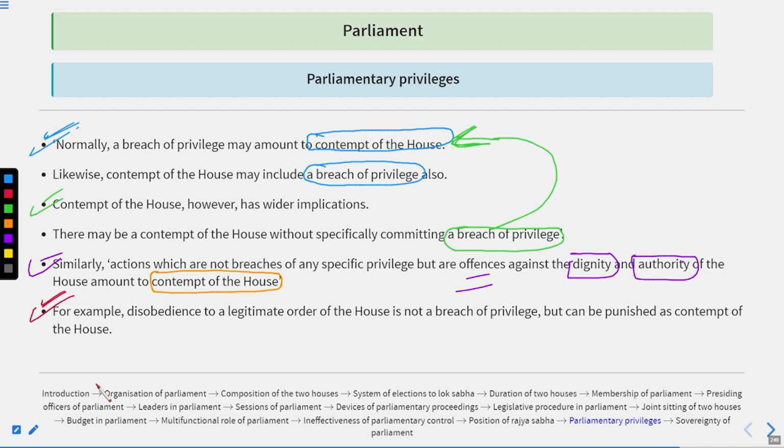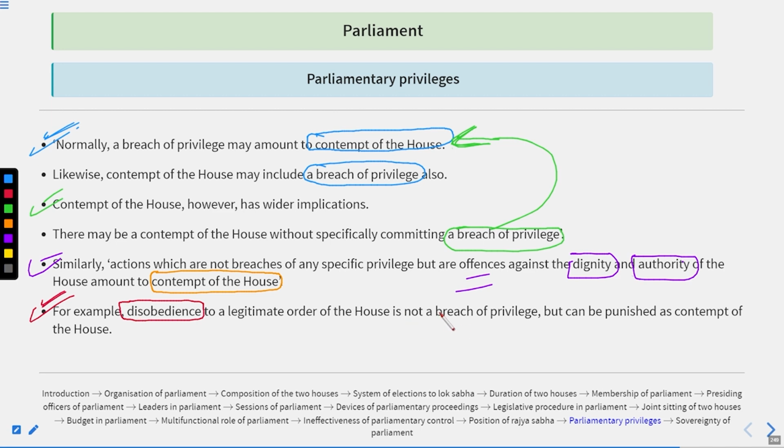For example, disobedience to a legitimate order of the house is not a breach of privilege, but can be punished as contempt of the house. Disobedience means, suppose the member or authority disobeyed the instructions of the presiding officer, or the rules prescribed in the parliamentary proceedings, perhaps in the heat of the moment.